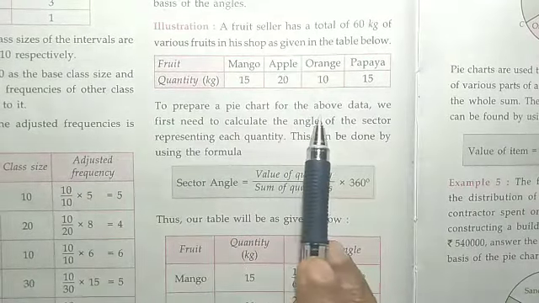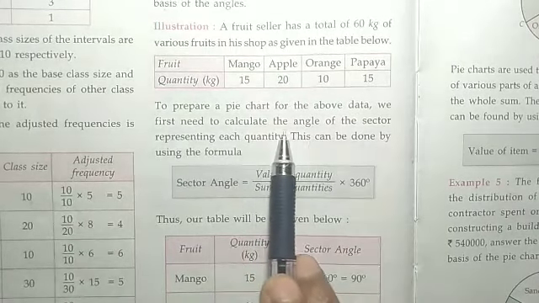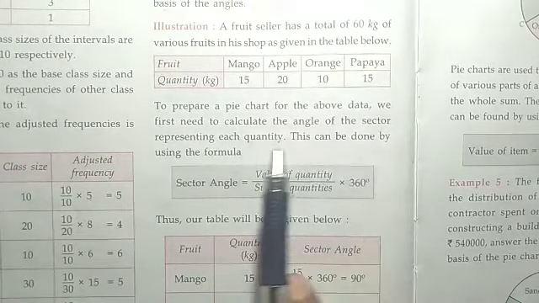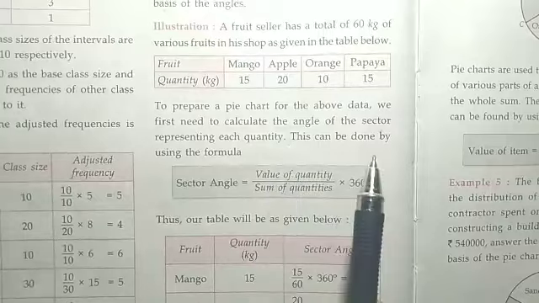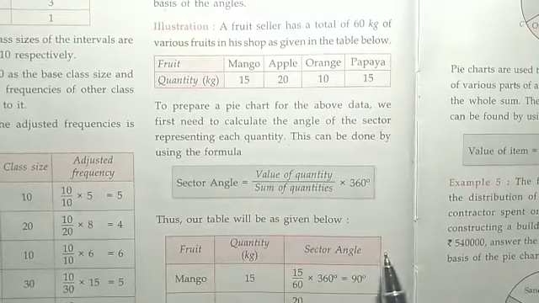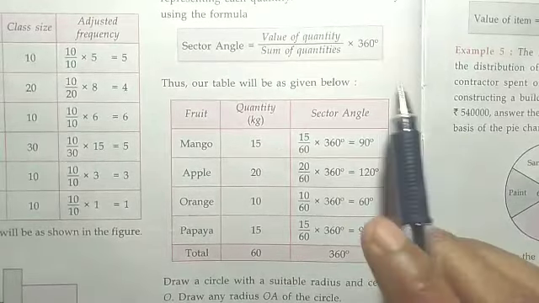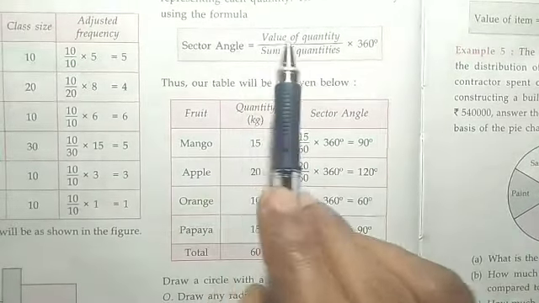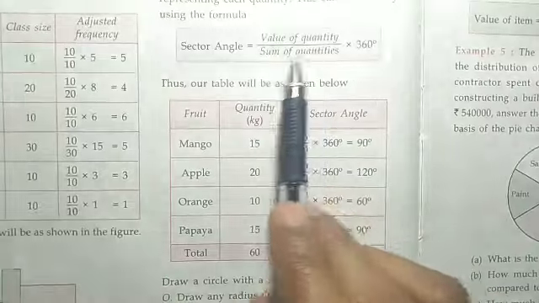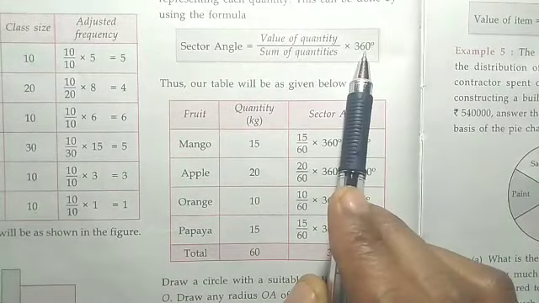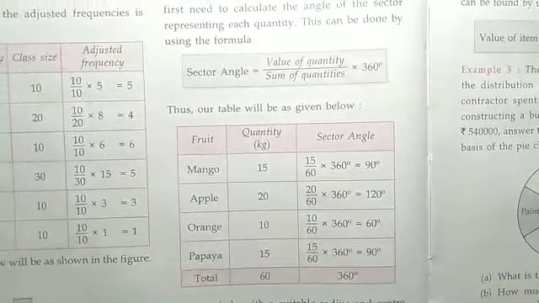To prepare a pie chart for the above data, we first need to calculate the angle of the sector representing each quantity. This can be done by using the formula. What is the formula? Sector angle is equal to value of quantity divided by sum of quantities into 360. Sector angle we have to find out.